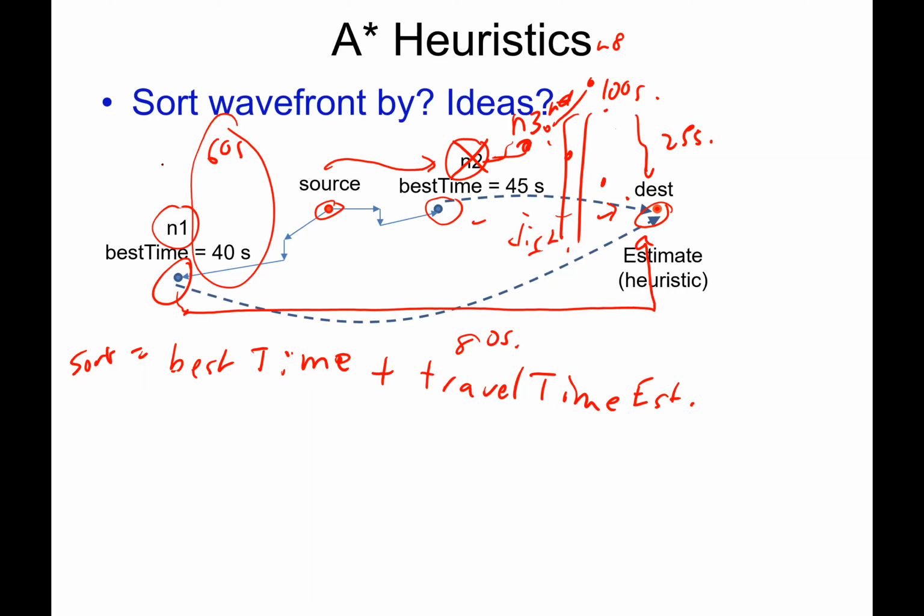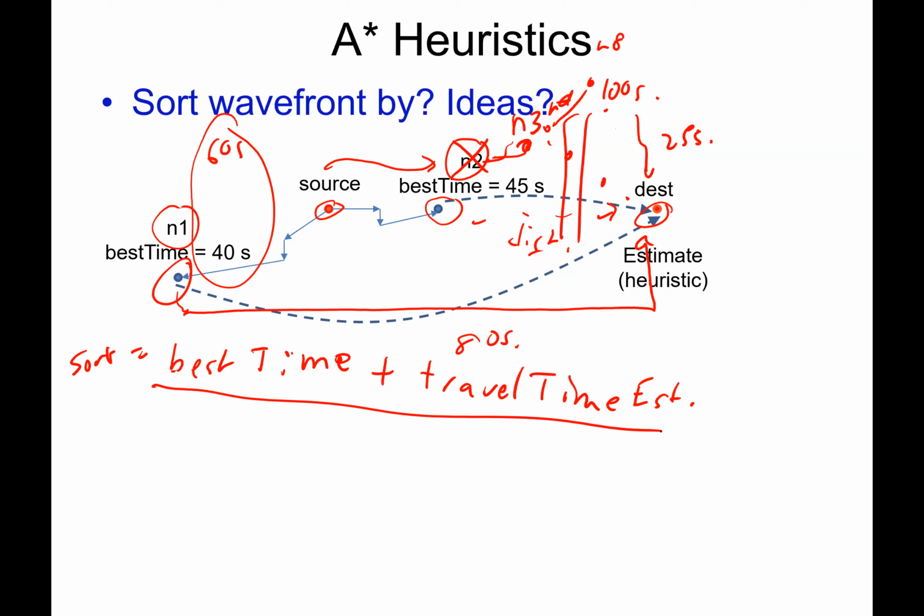And N1 actually has a best time plus our estimated time of 100 seconds. We would actually go back, take that off the wavefront, and start exploring from it because this has turned into such a disaster. So this is basically a good sorting function. It has the same units. Best time is the known time back from the source to where I am now. And we have an estimate of how much time is going to occur in the future. If we add those two things together, they have the same units, and it's a logical thing to sort on.